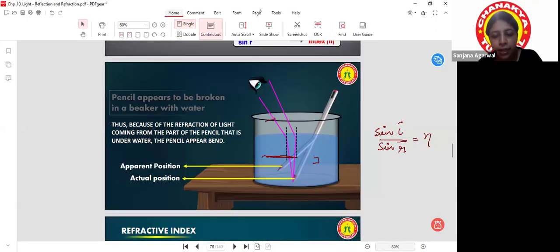Okay, here is an application of the refractive index. When we keep a pencil in a glass or a jar filled with water, it appears to be bent. Why is it so? Because of refraction.